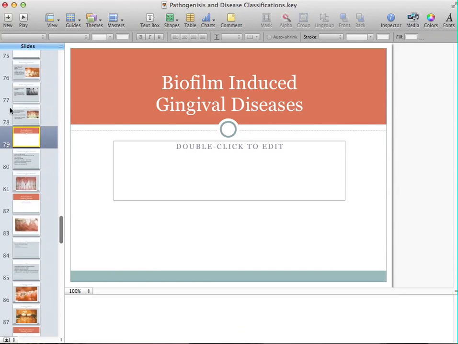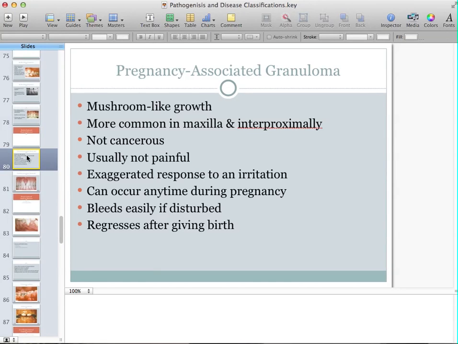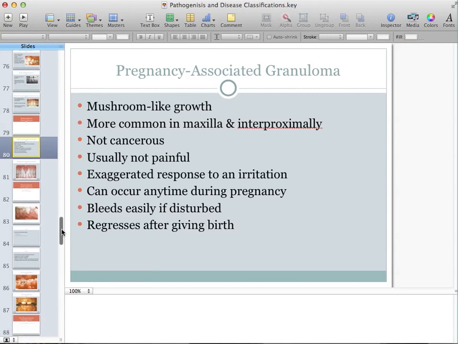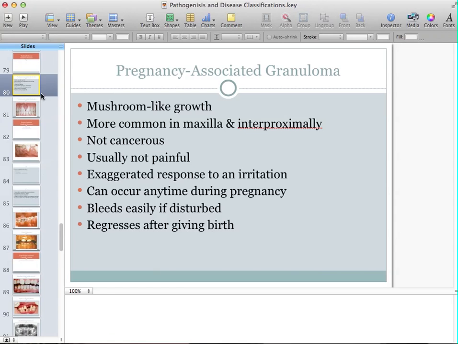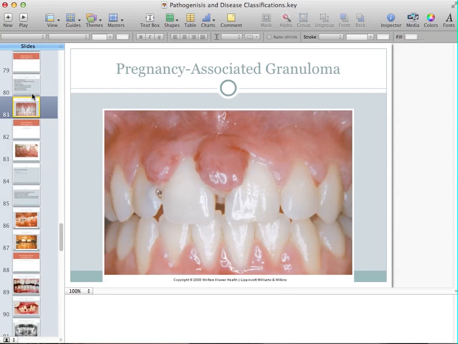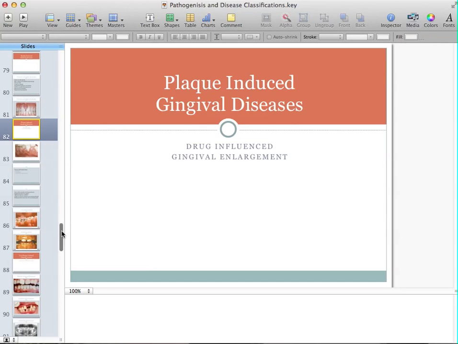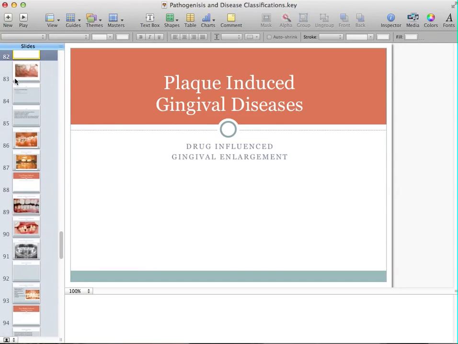Alright, biofilm-induced gingival diseases. You can have a pregnancy-associated granuloma, which is a mushroom-like growth common in the maxilla and proximal teeth. Not cancerous, not painful. It's just an exaggerated response to biofilm. This is also known as a pyogenic granuloma, isn't it? Yeah. So there it is, pregnancy-associated granuloma. Plaque-induced gingival diseases.